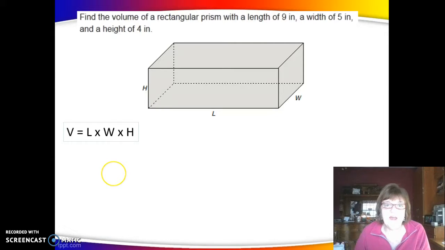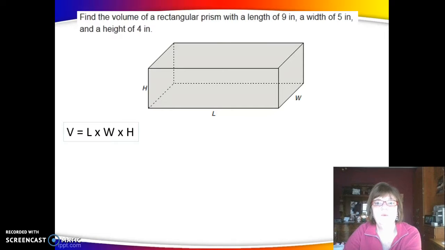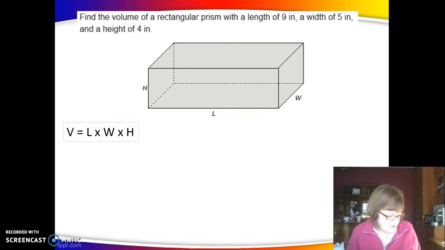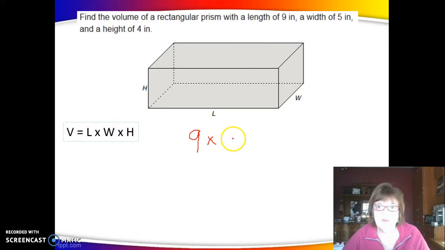So let's see what we get when we do this one. Where'd my calculator go? Oh no, I found it. Don't lose this calculator. You need it on the PSSAs. So we've got a length of 9, a width of 5, and a height of 4. So I'm going to take my length of 9, and I'm going to multiply it times my width of 5, and I'm going to multiply that times my height of 4.